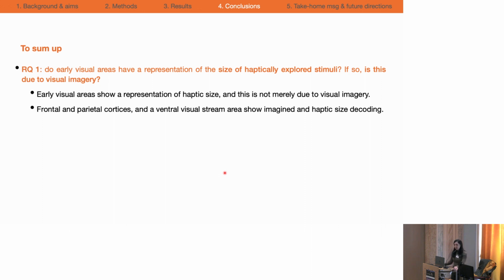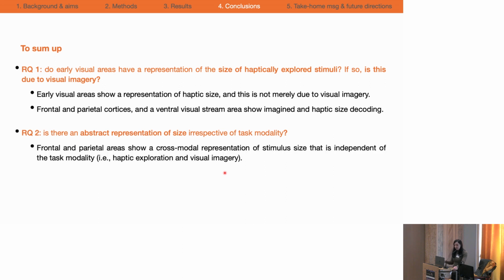In addition, we also found that frontal and parietal areas, and also the ventral visual stream area, show both imagery and haptic size decoding. As for the second question, we found an abstract representation of size that is independent of the task modality in frontal and parietal areas.